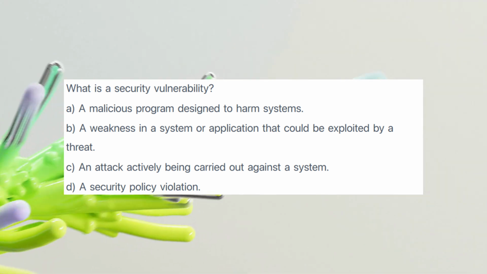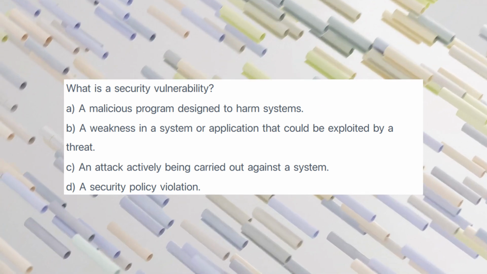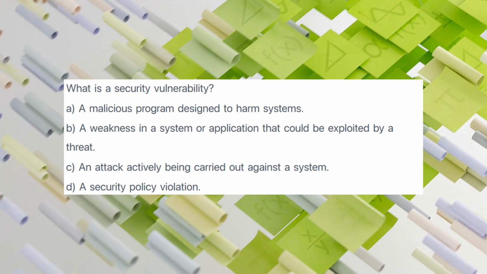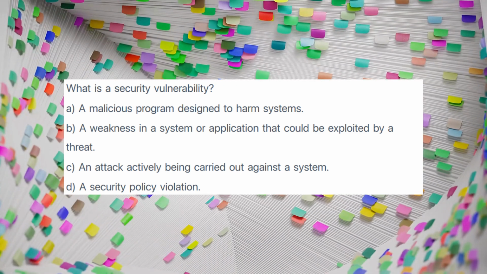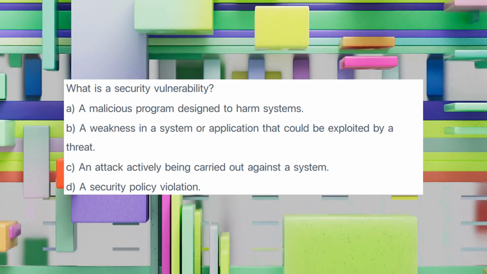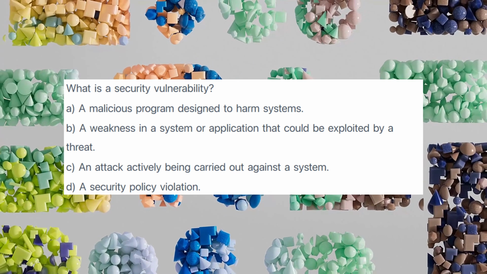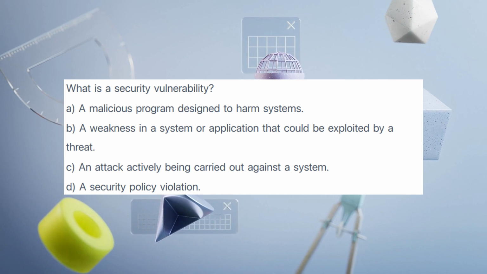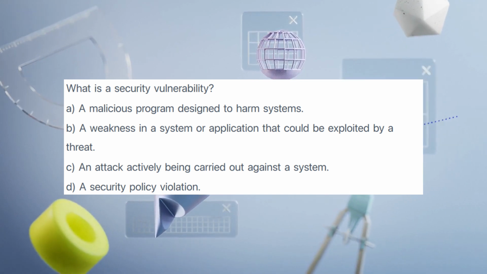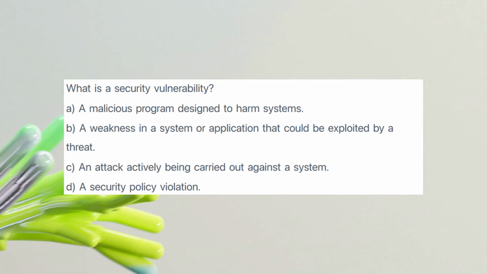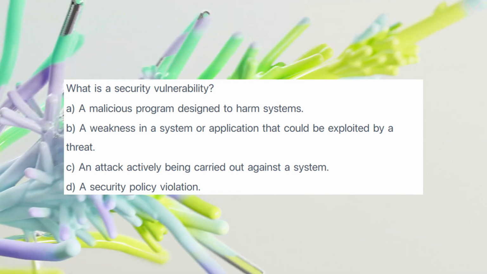The answer is B, a weakness in a system or application that could be exploited by a threat. A vulnerability is a flaw or gap in security that makes a system susceptible to attack. Option A is malware. Option C is an attack. Option D is a breach of established rules.